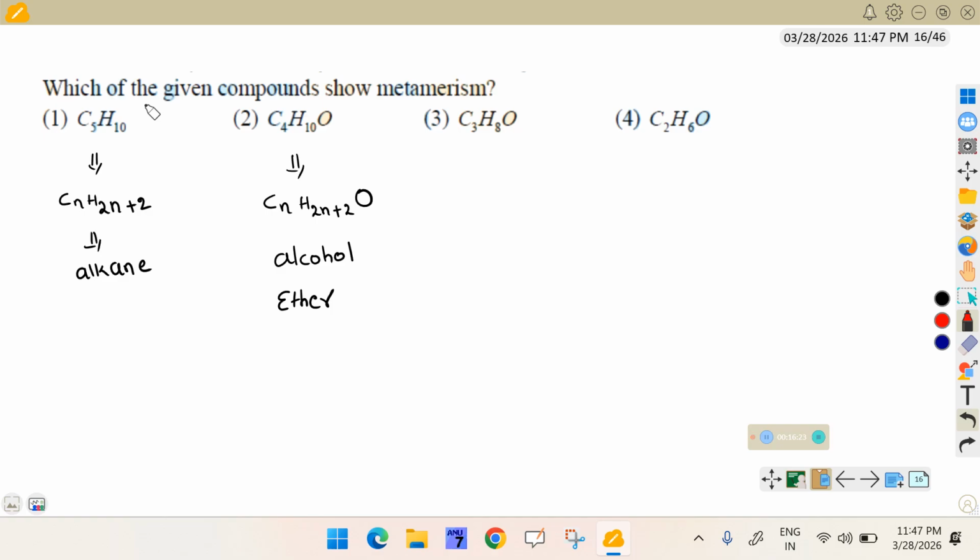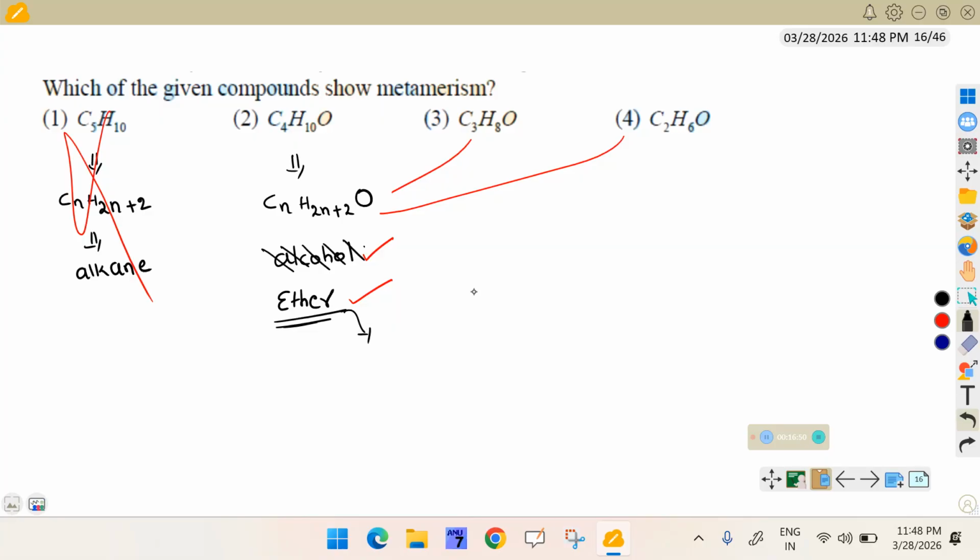Which of the given compounds show metamerism? First one is alkane. Alkane does not show metamerism. Second, third, and fourth ones are in the form of CnH2n+2O. With this formula, alcohols are possible, ethers are also possible. But we know that alcohols do not exhibit metamerism. Ethers exhibit metamerism. What is the condition for metamerism?